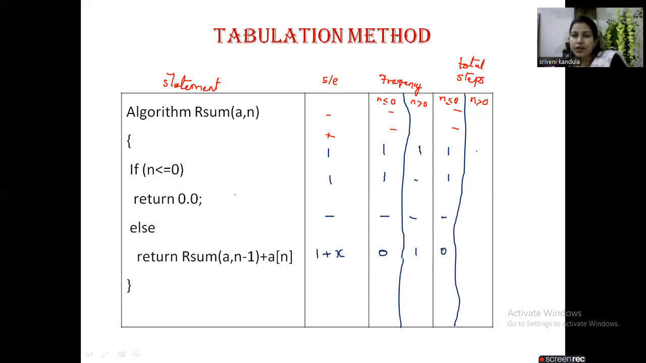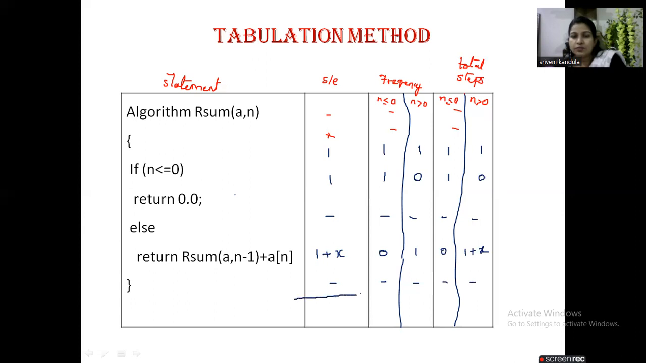Next, coming to the case of n greater than 0. S by E is 1, frequency is also 1, so the total steps are 1. S by E is 1 and frequency is nothing, so you can also treat this as 0. It is not at all getting executed. It will get executed for 0 times, so I will write it as 0 only. Else is part of the syntax. Now, 1 and 1 plus x, max is 1 plus x. We'll write it as 1 plus x. Next is a closing brace. It is part of the syntax. This is not a program statement.